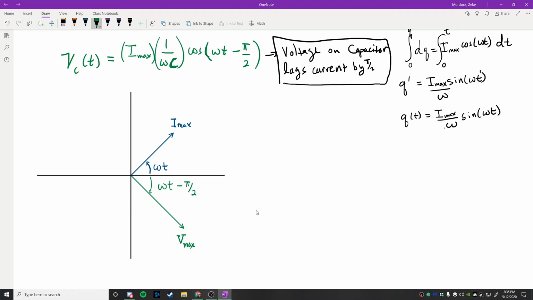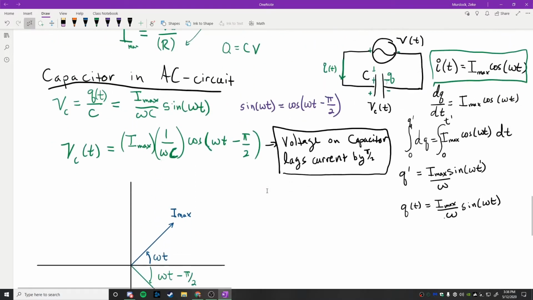Now, why would that be the case? Why would the voltage lag behind the current in the case of the capacitor? Specifically, the voltage across the capacitor itself. You guys have any idea?